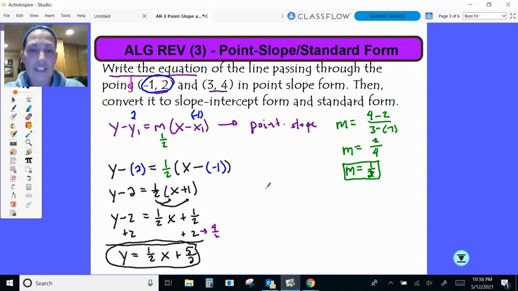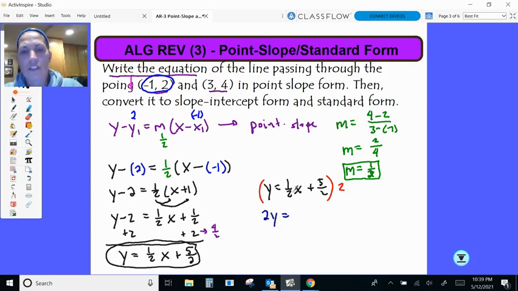If I want to get this into standard form, y equals 1/2 x plus 5/2, all I have to do is, first of all, multiply by 2, because with standard form we don't want any fractions. So we're going to get 2y equals, and the 2's will cancel out, leaving just an x, plus the 2's cancel out here, leaving just a 5. And now I can subtract x from both sides, and I'll have negative x plus 2y equals 5.